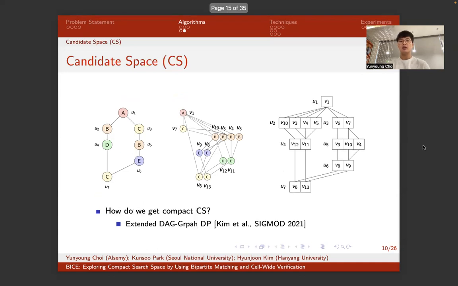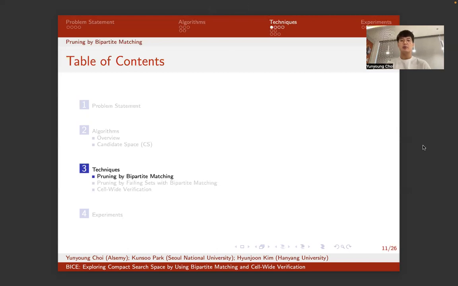Creating a compact candidate space is important as a compact CS can result in a smaller search space. We adopt the extended DAG DP method proposed in previous work to create a compact CS. Now I will present the three techniques we propose.